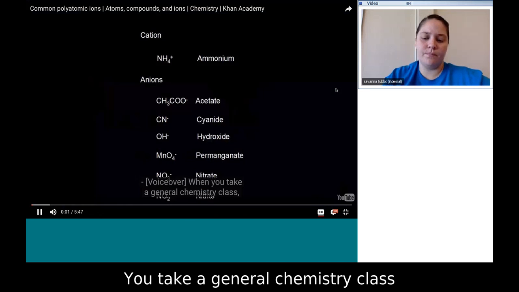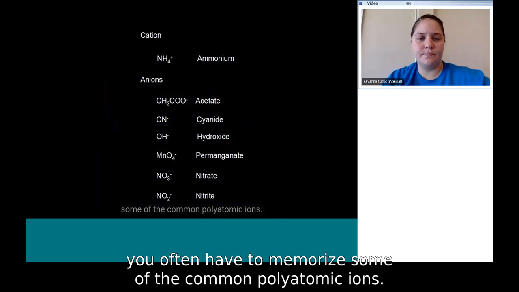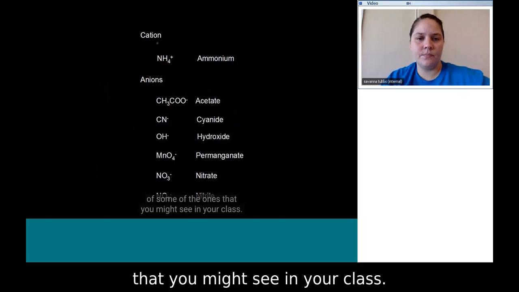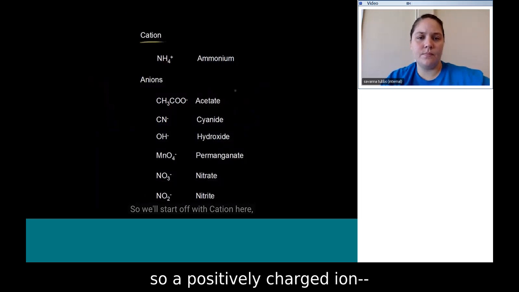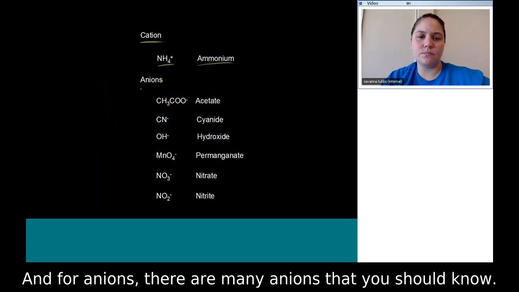In a general chemistry class, you often have to memorize some of the common polyatomic ions. Let's go through a list of some of the ones that you might see in your class. To start off with a cation, so a positively charged ion, NH4+ is called the ammonium ion. And for anions, there are many anions that you should know.